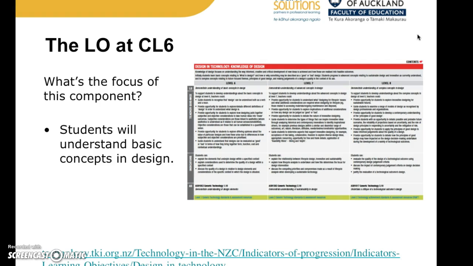The starting point when understanding the requirements of an achievement standard is to unpack what the standard says. I would start by asking yourself these questions. What is the learning objective at curriculum level 6? What do the indicators of progression say? And what other curriculum guidance is available?